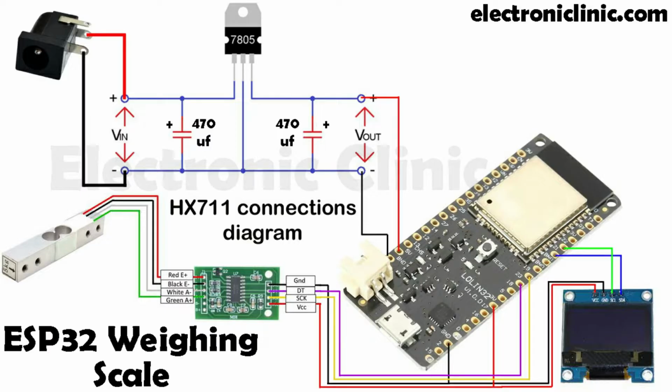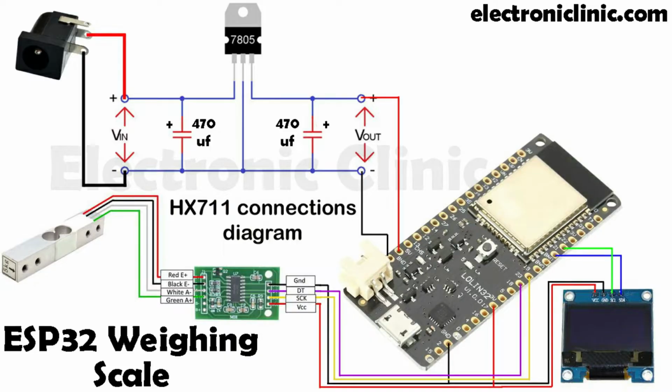The red and black wires from the load cell are connected with the E+ and E- pins of the HX711 amplifier module, while the white and green wires of the load cell are connected with the A- and A+ pins of the HX711 module. The ground and VCC pins of the HX711 module are connected with the 3.3 volt and ground pins of the ESP32 module. The DT and SCK pins of the HX711 module are connected with the ESP32 pins 23 and 19.